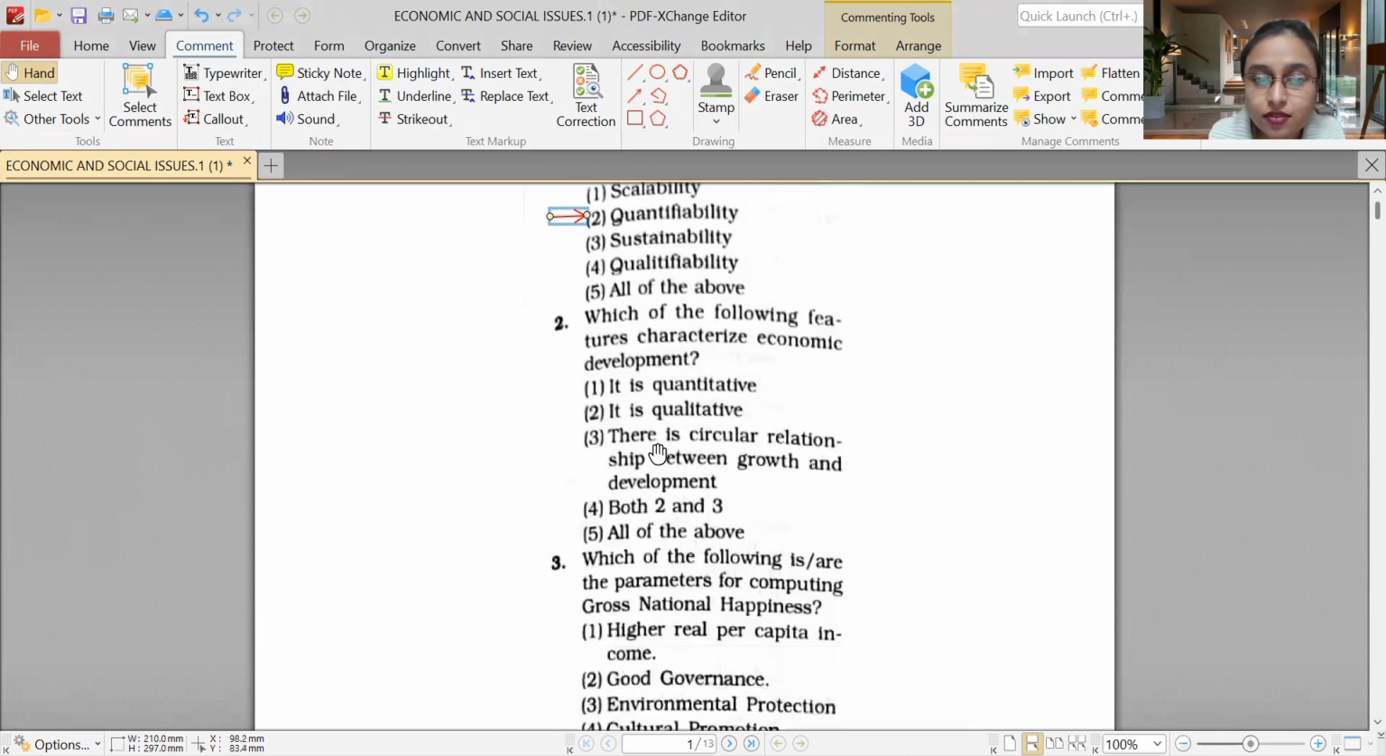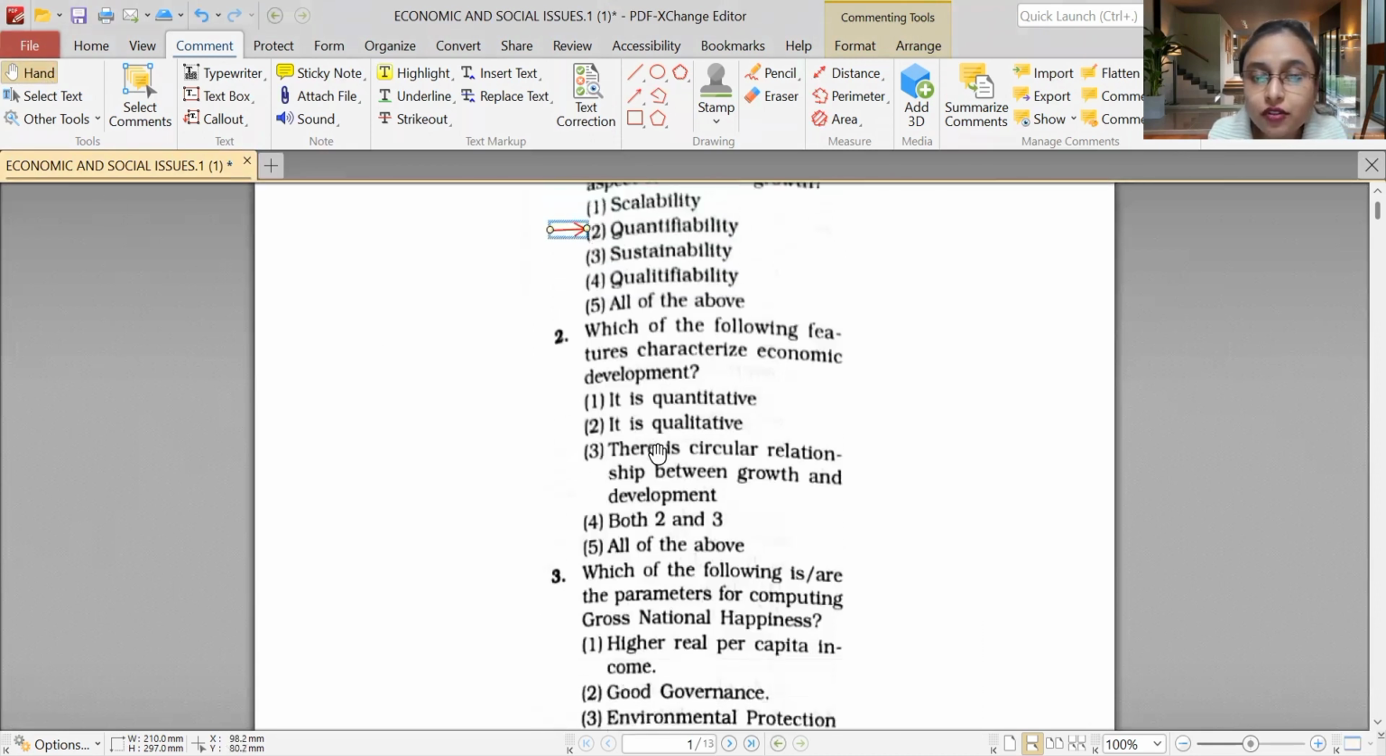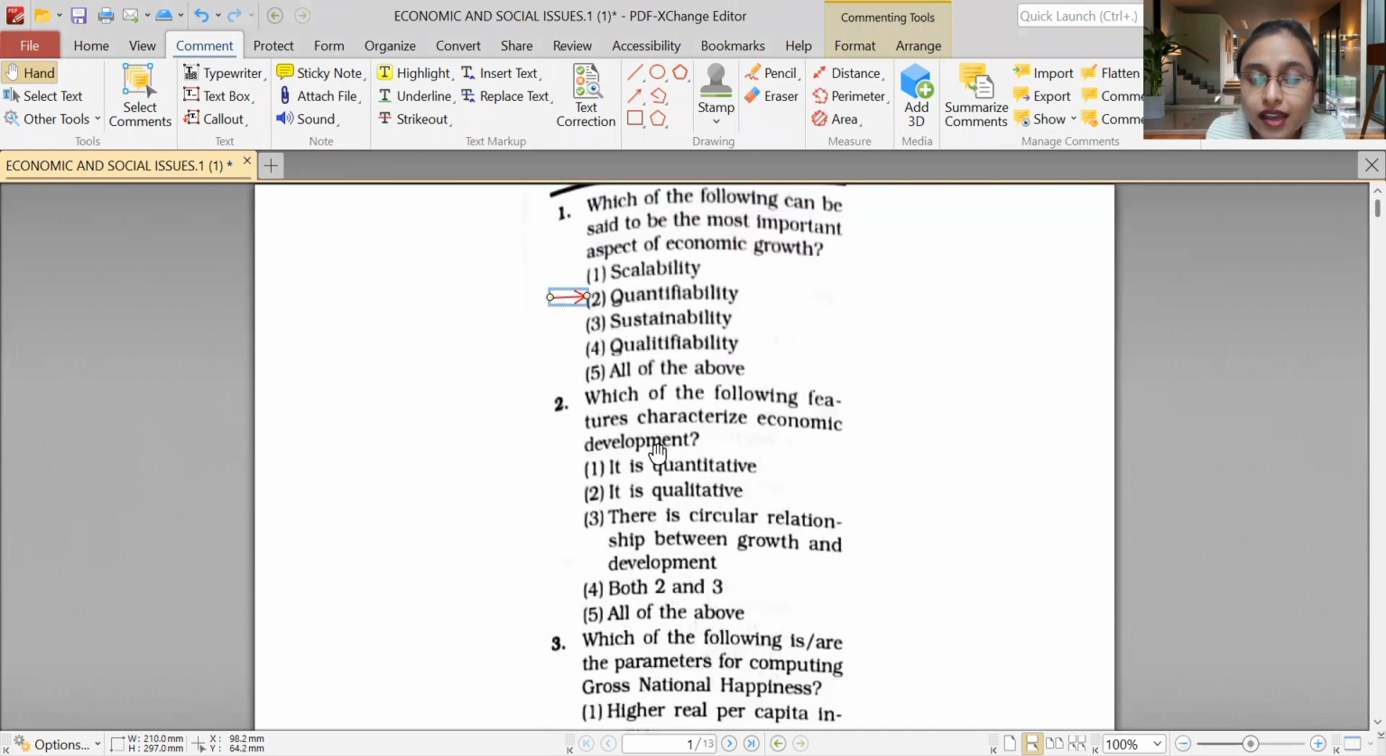Coming to the next question. Which of the following features characterize economic development? One is quantitative. The second option is qualitative. The third option is there is a circular relation between growth and development. The fourth option is both 2 and 3. And the fifth option is all of the above.